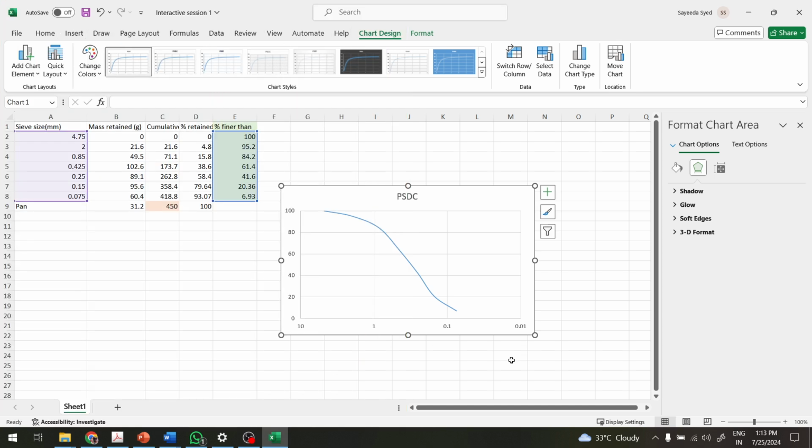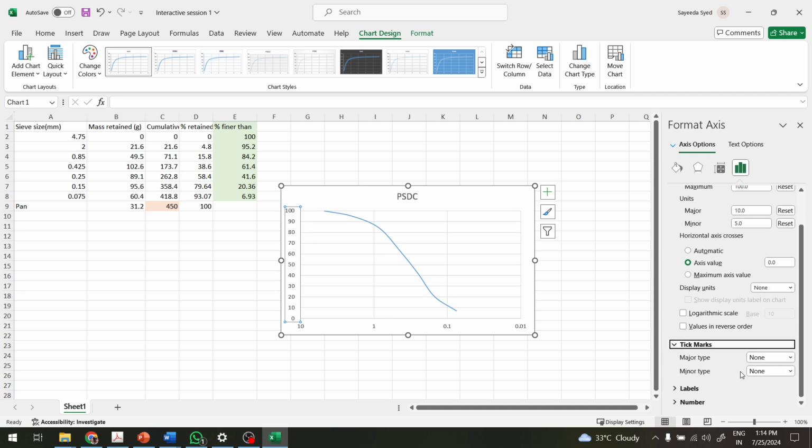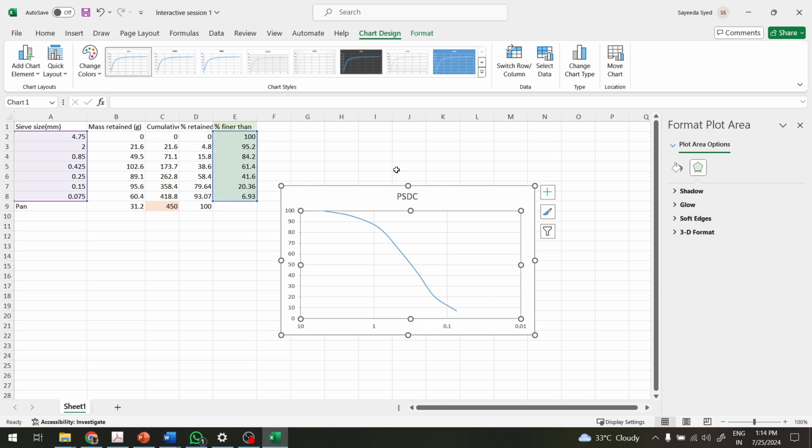Okay. So actually let me take this as maximum as 10. Sorry, major as 10. Let me take this as 5. And tick marks inside. Okay.